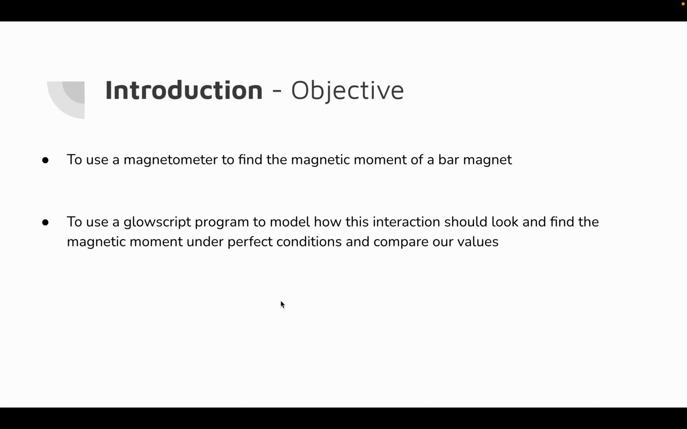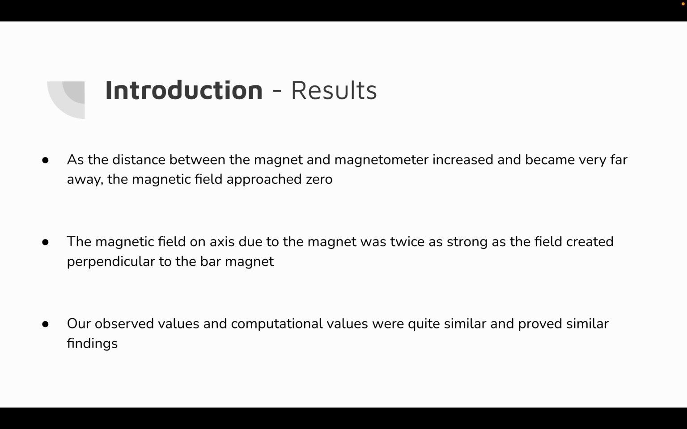Our objective for this lab is to use a magnetometer to find the magnetic moment of a bar magnet, and then to use a GlowScript program to model this interaction and see how it should look under perfect conditions.